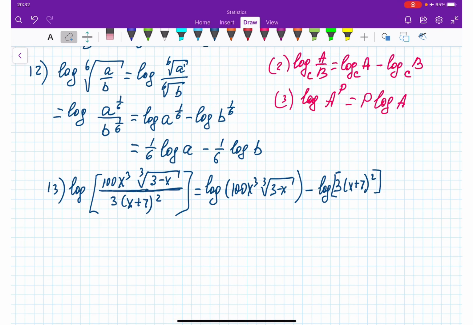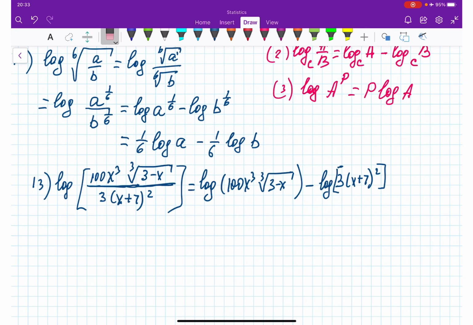Oh, wait a minute, I'm sorry. There is much more simplification, I didn't pay attention. All right. So next, now I'm opening inside. What do we have? We have 100 multiplied by x cubed multiplied by this cubic radical. Which means all of them are going to be converted into addition, right?